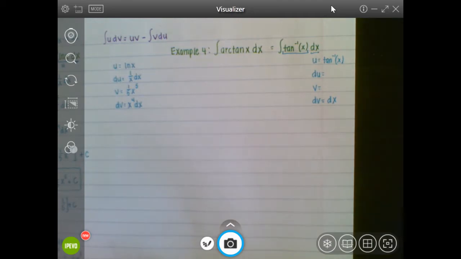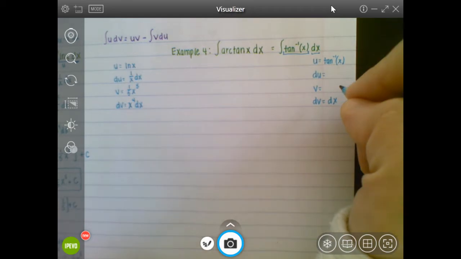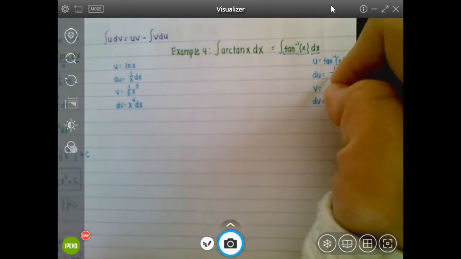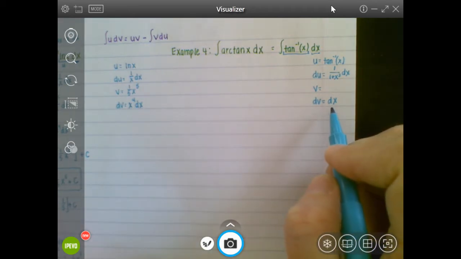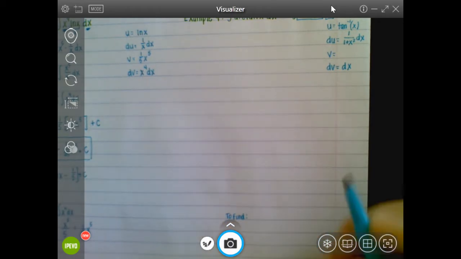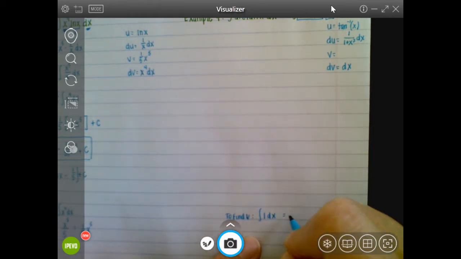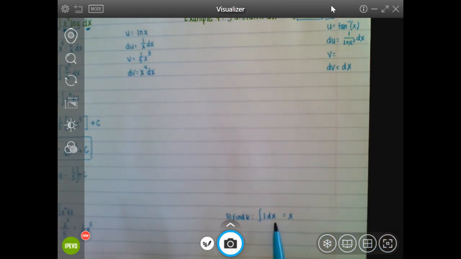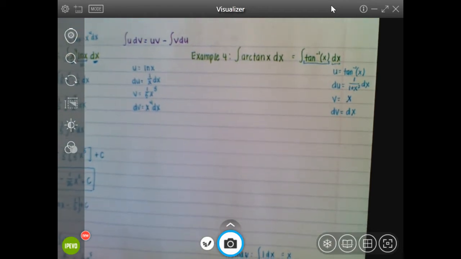So my du part is going to be the derivative of the inverse tan, which I know is 1 over 1 plus x squared dx. And this dx that we set as our dv, remember we did this on the last example before. So to find v, we're looking for the integral of, technically, a 1 dx. So the original function that would have gotten us this 1 dx would have been an x. So our v is an x.